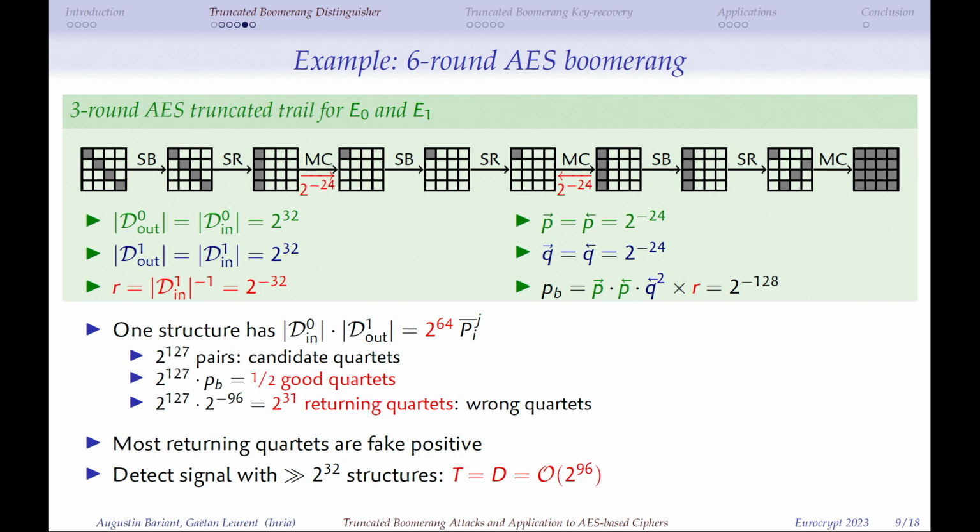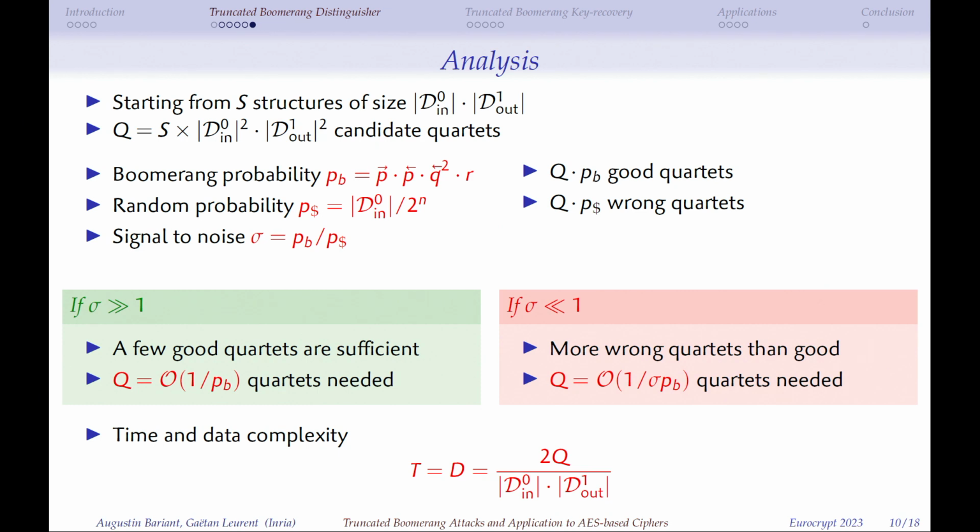But that's really nice, because we can use this property for a 6-round distinguisher on the AES, and it's a really simple distinguisher. More generally, you can do the analysis based on the parameters. And what's important is the signal-to-noise ratio, which is the ratio between the probability of a boomerang and the random probability of returning. And if the signal-to-noise ratio is high, then the attack is easy, because all the quartets are good. And if the ratio is low, then you have to repeat the attack with a factor 1/sigma. But we have a generic formula, and we can compute the complexity, and we can deduce the data complexity based on the size of the structures.